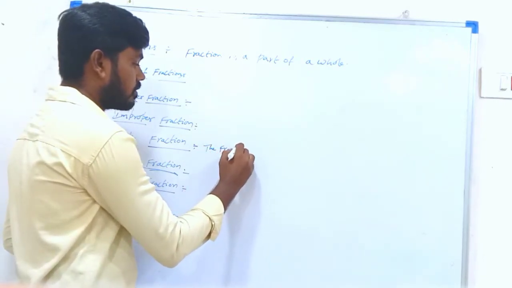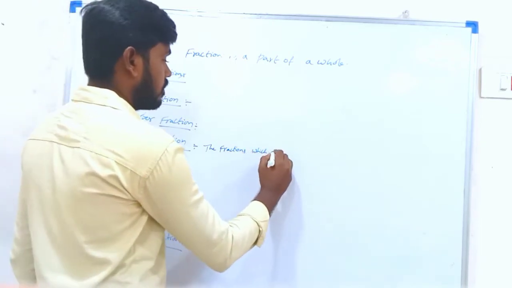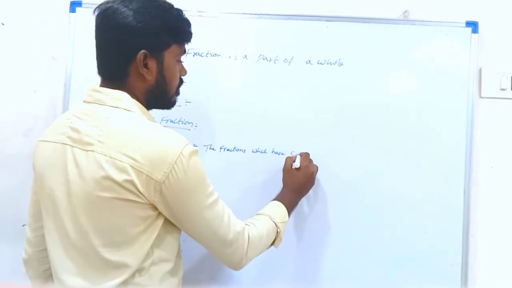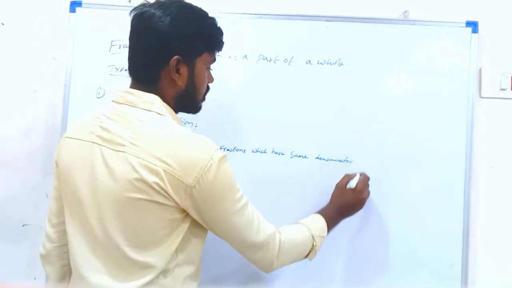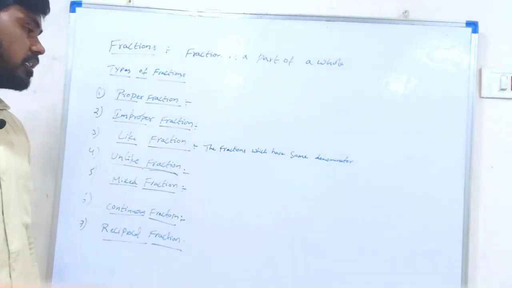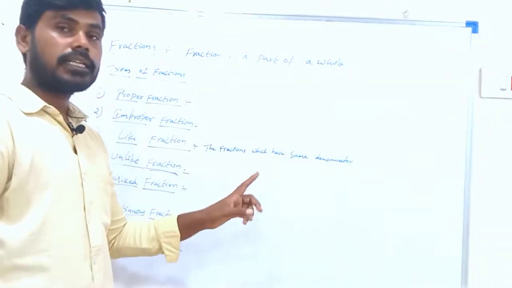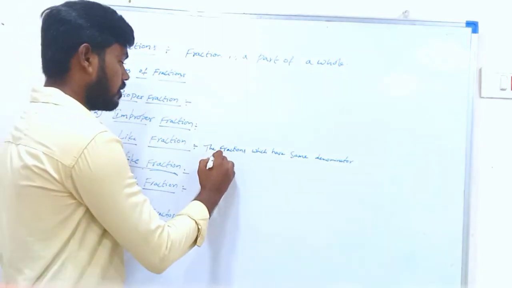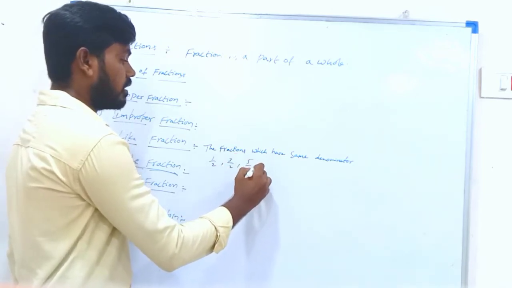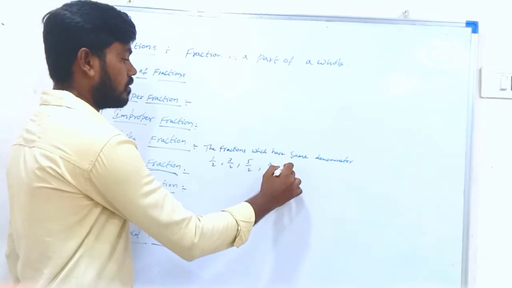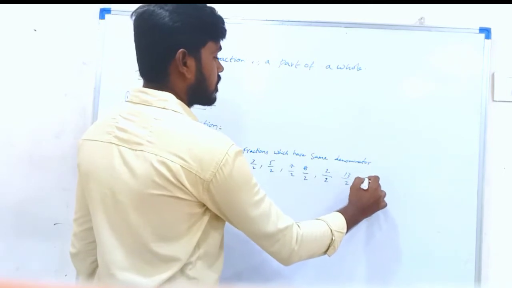The fractions which have same denominator are called like fractions. So the denominator must be the same, but the numerator can be changed. See, 1 by 2, 3 by 2, 5 by 2, 7 by 2, 8 by 2, 2 by 2, 13 by 2, etc.